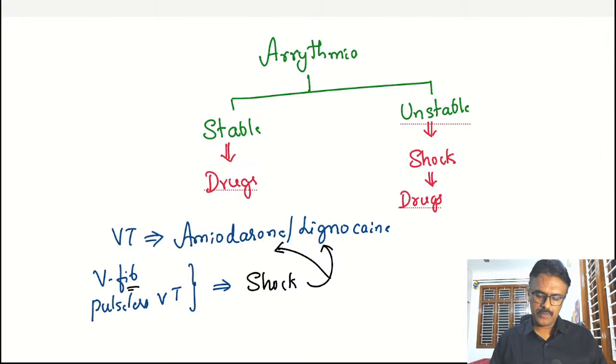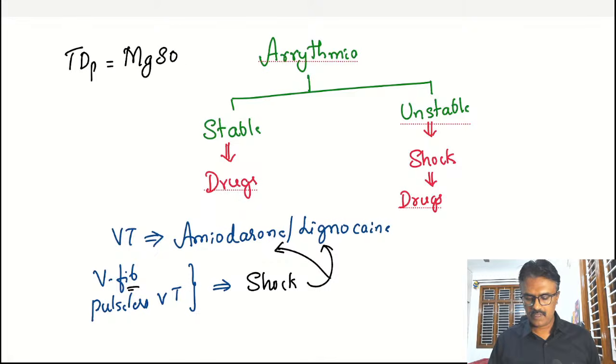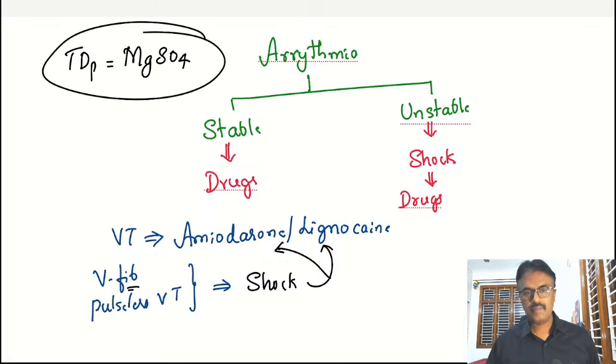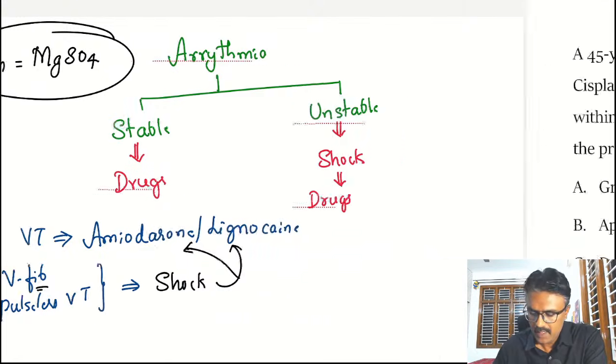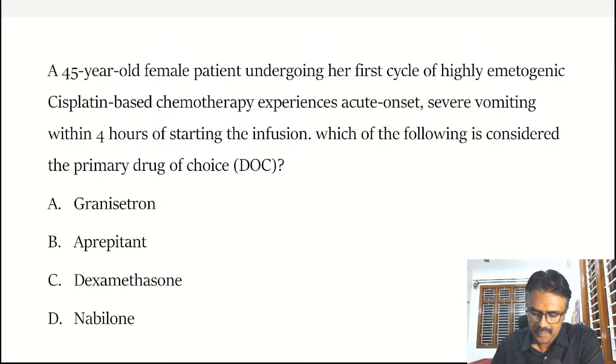Now tell me, what is the drug of choice for torsades de pointes, also called long QT syndrome? The name is magnesium sulfate. Magnesium sulfate. Okay. The next one.